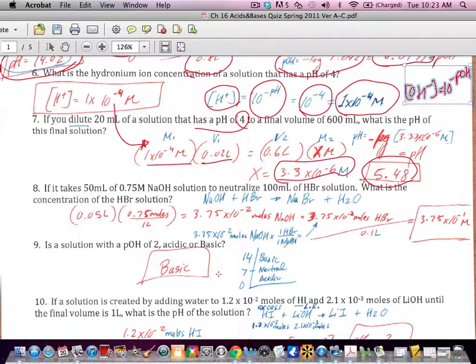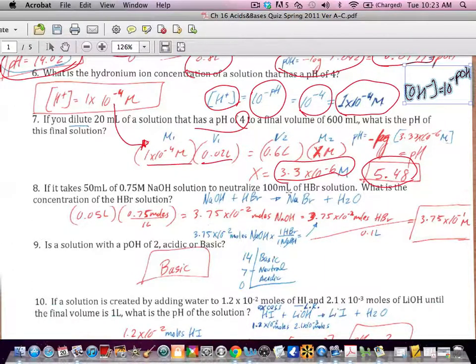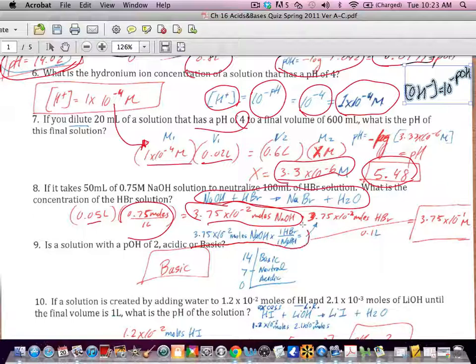Number 8. If you take 50 milliliters of 0.75 NaOH solution to neutralize 100 milliliters of HBr, you write out your balanced equation. And notice that it's in a 1-to-1 ratio. So I multiply my liters times my molarity to get my moles of my NaOH. My moles of NaOH can be converted into my moles of HBr very simply. Times 1 divided by 1. Same number of moles. See the arrow right there? Same number of moles. Divided by 0.1 liters. Why? Because the HBr was in 100 milliliters of solution. And I get my molarity of the HBr solution.